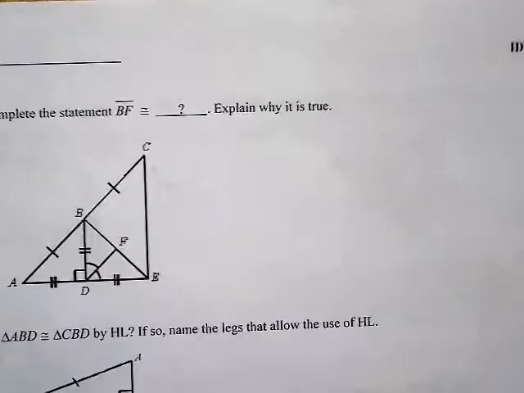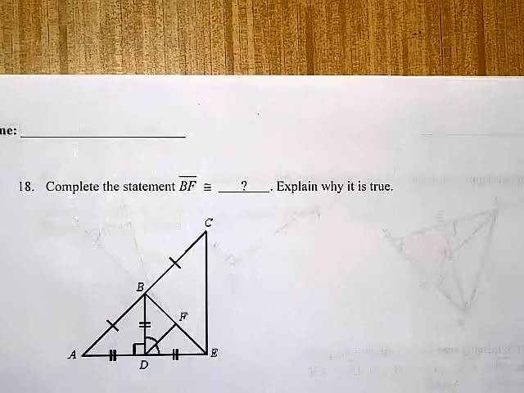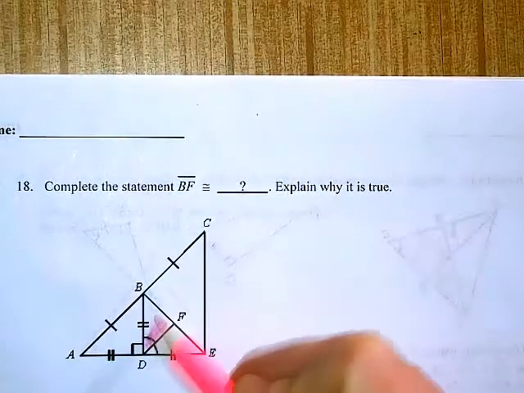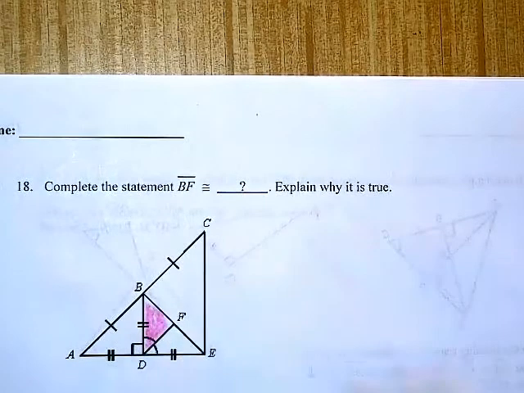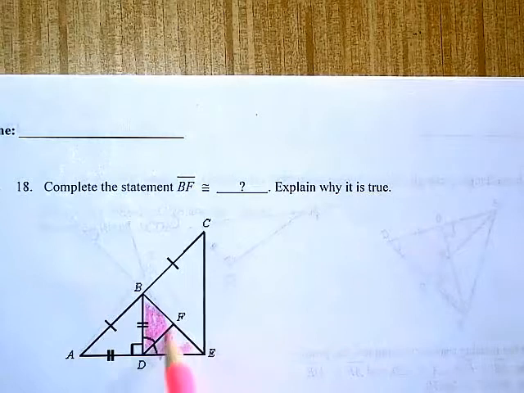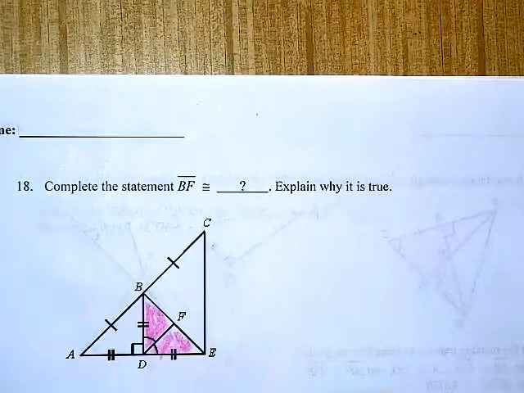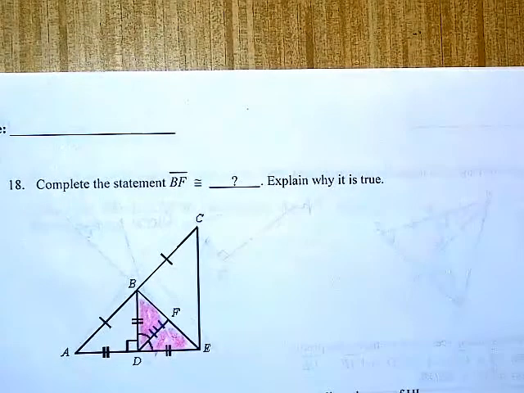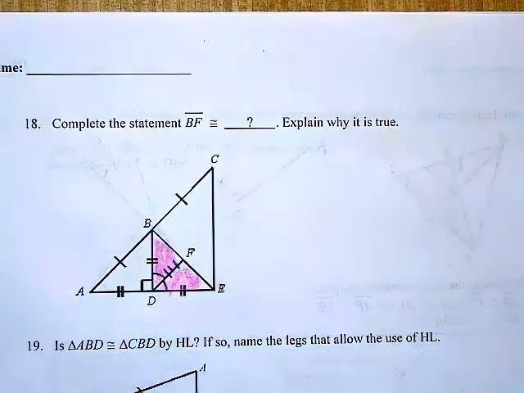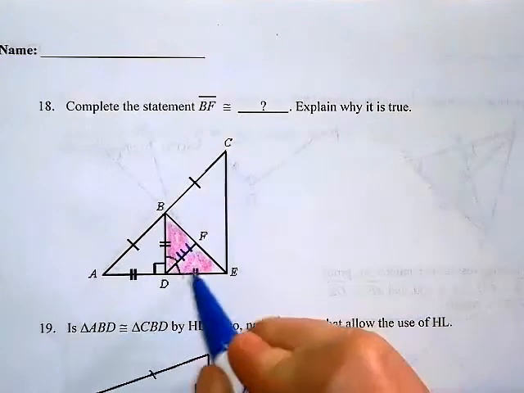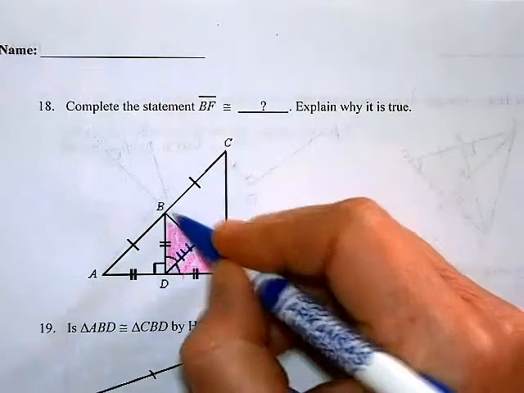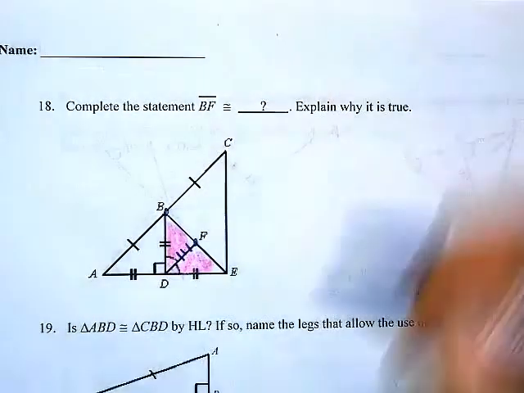18, complete the statement. BF is congruent to what? Okay, look at this triangle and this triangle. Do you believe that DF is congruent to itself? So would that prove the triangles that are colored pink are congruent by side, angle, side? So then BF would have to be congruent to which other piece? FE.